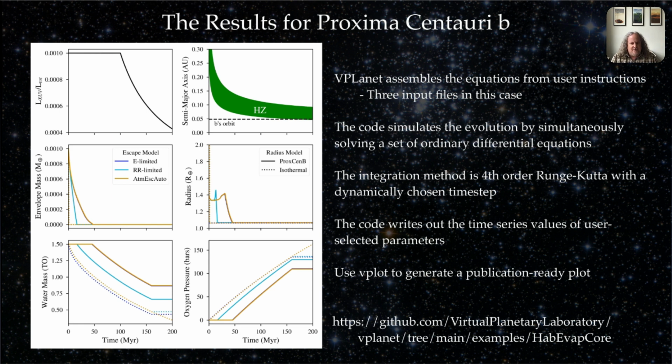VPLanet simulates the system via a fourth-order Runge-Kutta integration method with a dynamically chosen time step. The code then writes out the time series values of user-selected parameters. In other words, in the input files, you select which parameters you would like the code to output to a file. And finally, in this case, we use vplot to generate a publication-ready plot.